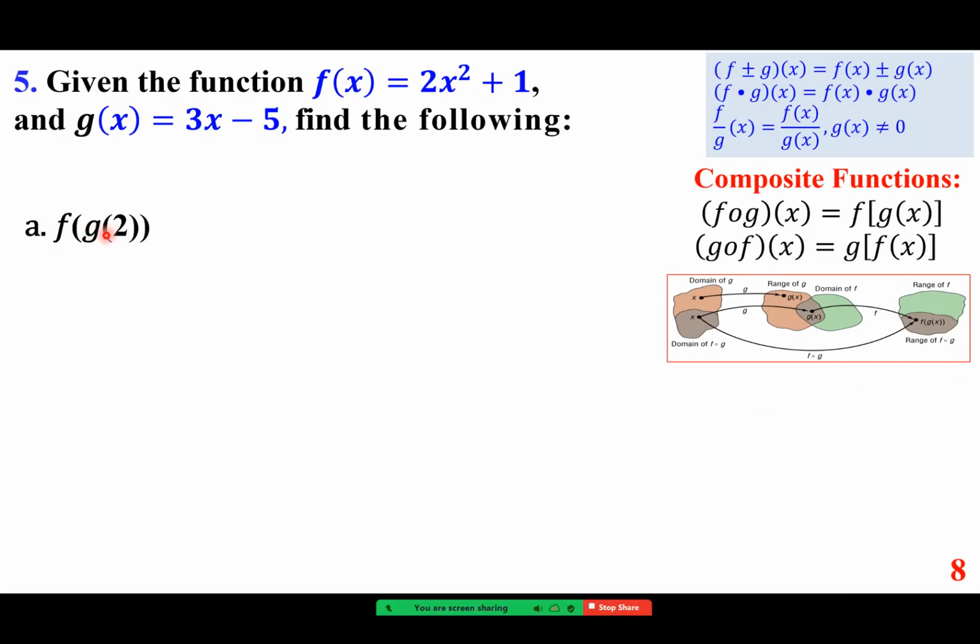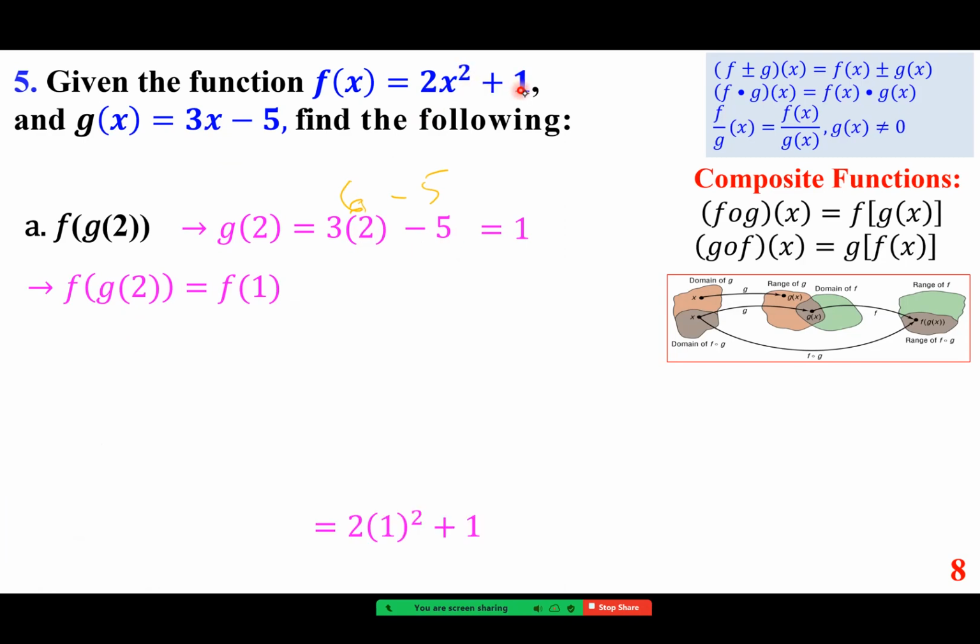Now, if we are interested in finding f of g of 2, that means we have to find g of 2 first. So g of 2, plug in 2 in here. And so 3 times 2 minus 5, this is 6 minus 5 or 1. Therefore, we are interested in f of 1. So now 1 goes into this: 2 times 1 squared plus 1, and that is simply 3, because 1 times 2 is 2, 2 plus 1 becomes 3. We are done.